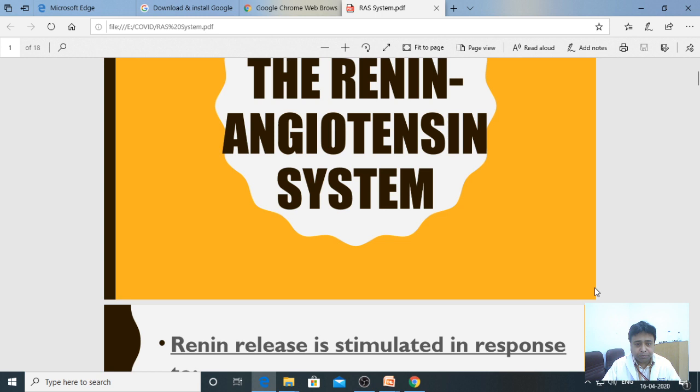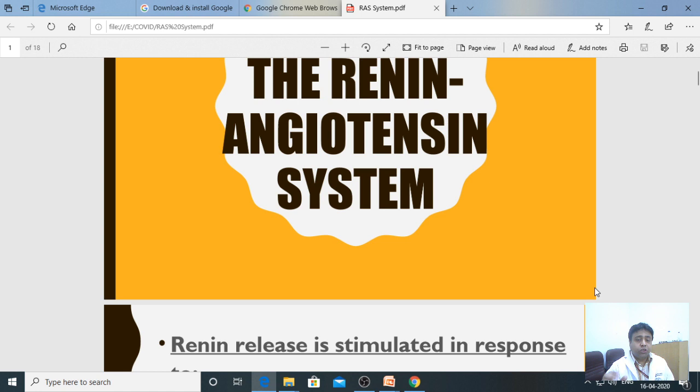You could add a component to that, and sometimes people say the renin angiotensin aldosterone system, because this system also integrates with aldosterone, which is the hormone released from the adrenal cortex, which you had seen in the previous class. And therefore this entire system is the RAS system, the renin angiotensin aldosterone system. So today we are not going to talk too much about aldosterone because we already discussed that in the previous class. Today we are going to focus mostly on this renin angiotensin system.